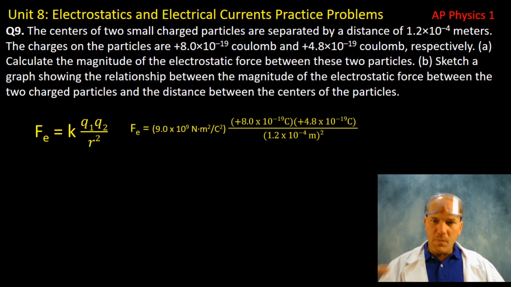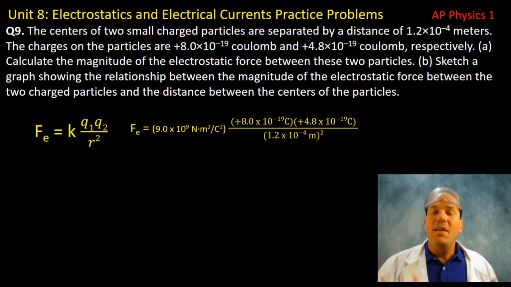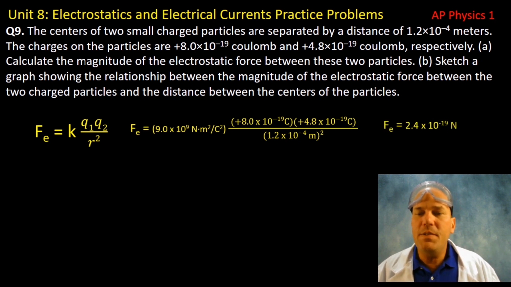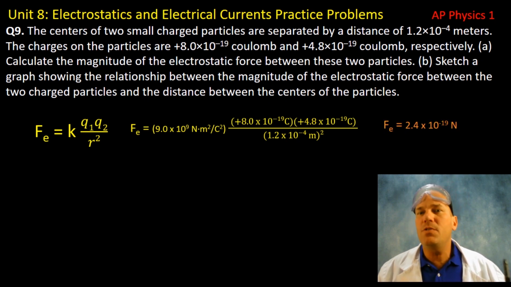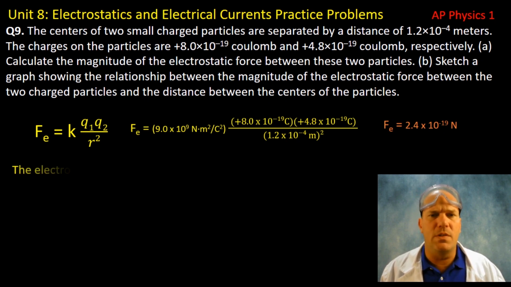So we can make a prediction that this will give us a positive value for the electrostatic force, and thus the force will be repulsive. Let's go ahead and get an answer here. As always, be careful entering this into your calculator so it does not misconstrue the order of operations, and we get a positive 2.4 times 10 to the negative 19th newtons.